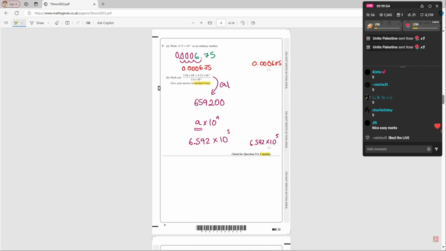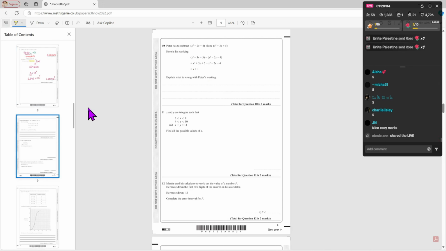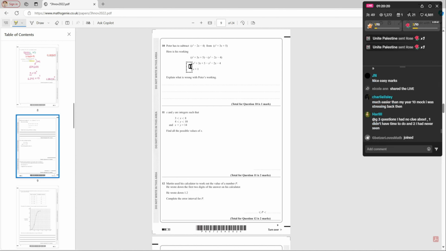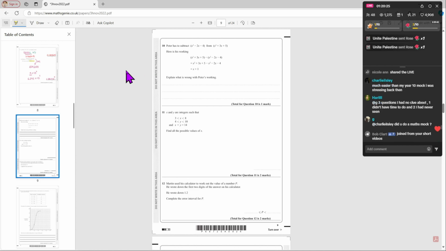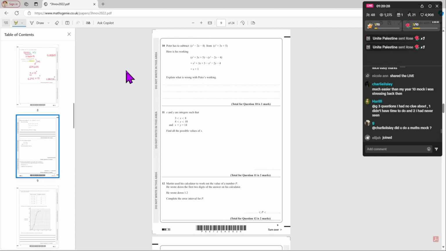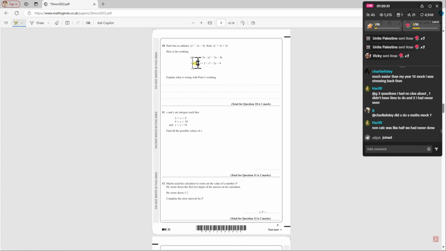So, let's move on to our next question. Peter has to subtract x squared minus 2x minus 4 from x squared plus 2x plus 5. Here is his working. He did x squared plus 2x plus 5 minus x squared minus 2x minus 4. And then he did this. He basically took out the bracket and then he simplified it. The thing is, his working out is correct, but I think he did something wrong over here.